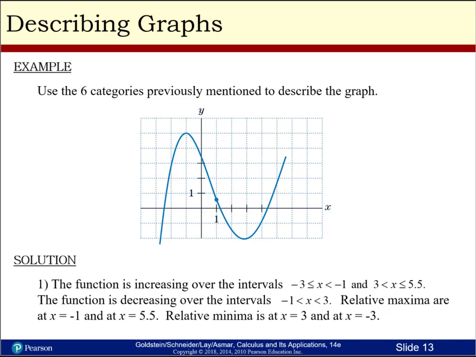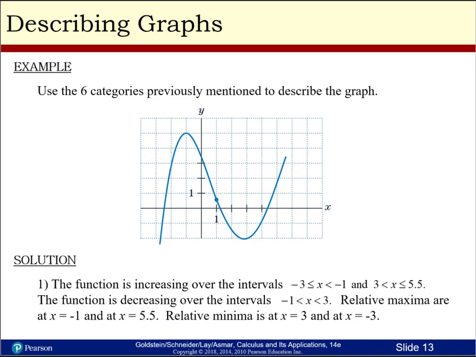Now, number 1, they want us to describe where it is increasing and decreasing. So what we would say is that the function is increasing from -3 all the way up to -1 for x. And it's also increasing from 3 all the way up to 5.5. The function is decreasing from -1 to 3 for my x values.